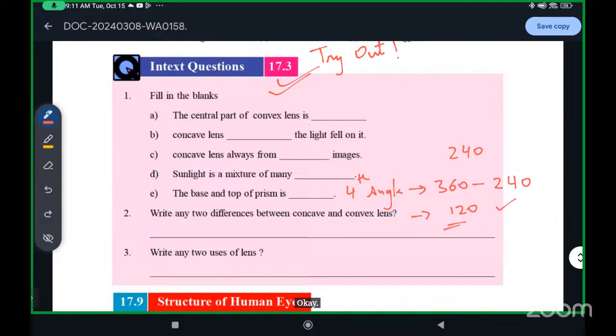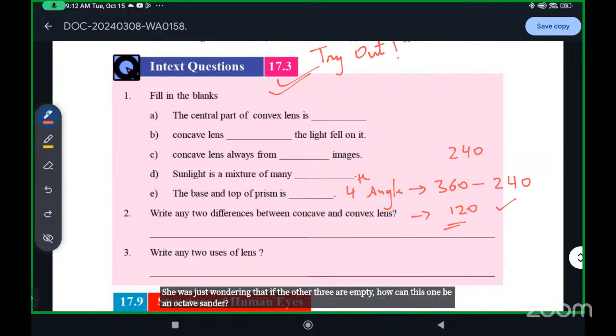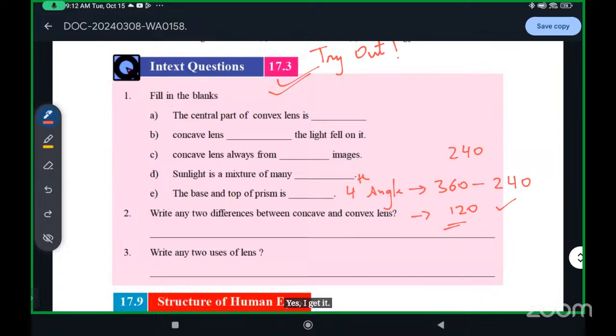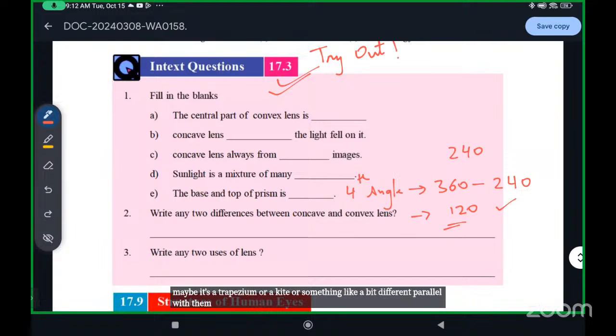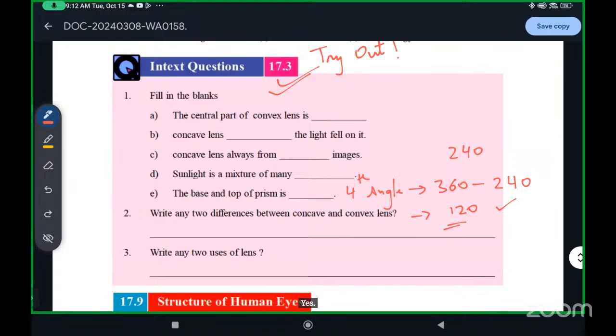How can it be 120? If the other three are 80, how can this one be an obtuse angle? Maybe it's another kind of quadrilateral, maybe a kite or something. Yes, I get it. Maybe it's a trapezium or a kite or something, like a bit different from a parallelogram, right? Okay, thank you. So that's fine.